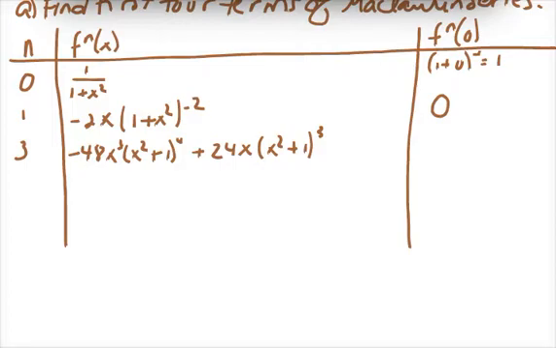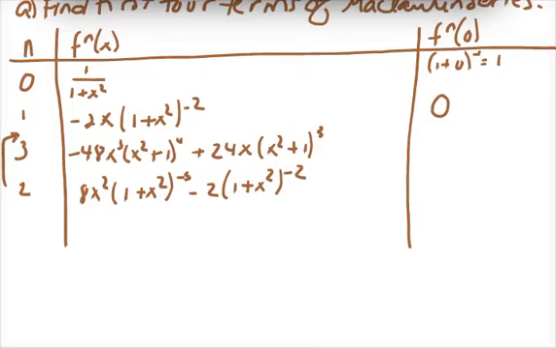I'm sorry, I skipped a second. That's not good. Hold on. Well, instead of rewriting it, let me just put the second here. Put a little arrow. That was the third order derivative. So the second order derivative is 8x squared, second derivative, 1 plus x squared to the minus 3 minus 2, 1 plus x squared to the negative 2. Okay. Evaluate that at 0, and it comes out to negative 2.